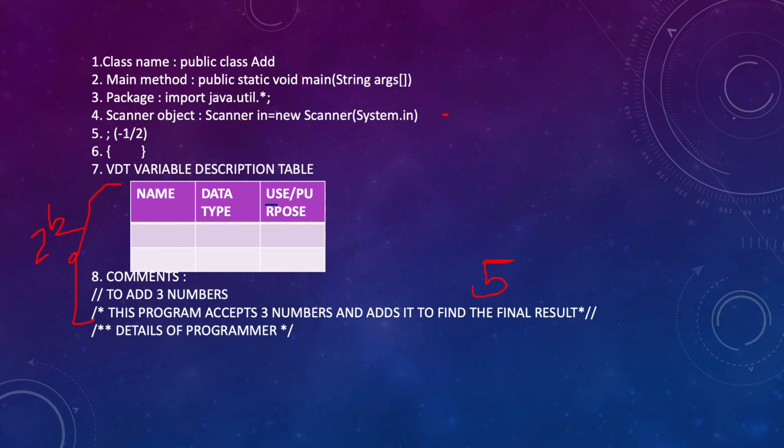These are the 3 types. Any 5 comments can be given, which will fetch you marks provided they explain the logic. So 5 comments is a must, VDT is a must. So this is how you can score the maximum marks.